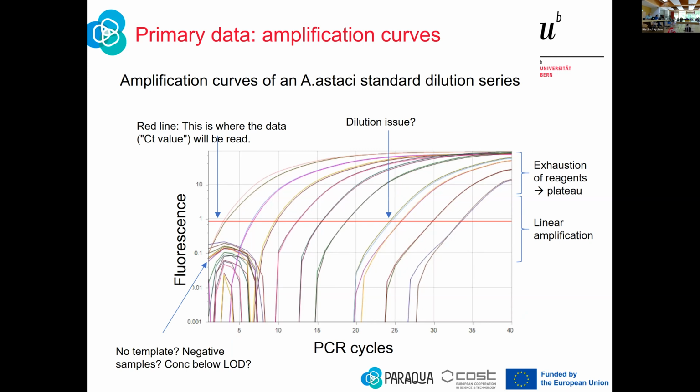That's the PCR cycles. Here, probably these didn't have any DNA. So either they are negative controls or they're very low concentration samples. Exactly. So these are the data that you get, the primary data.